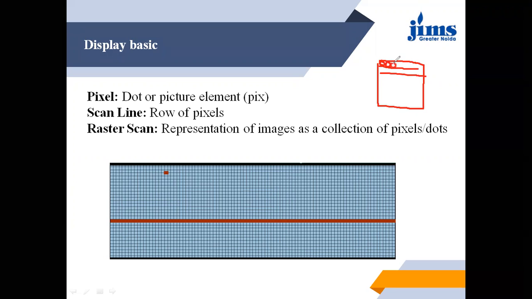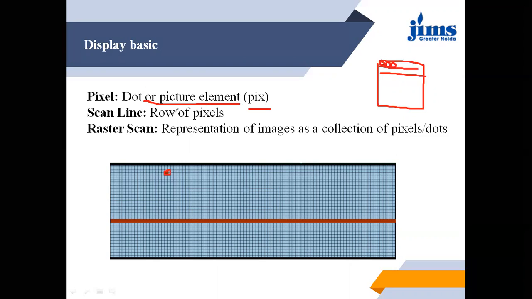So when we have to present an image, the pixels corresponding to that image have to glow, or the value of the corresponding pixels will be high. The rest of the pixels will be low. So a pixel is a picture element, the smallest part on the video. It is also called a dot or picture element.